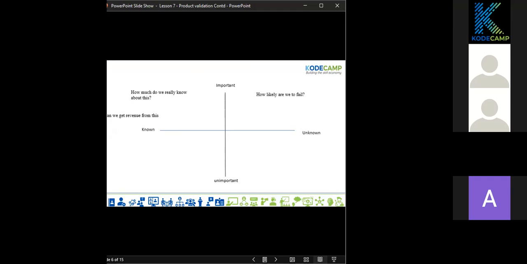You know that, but at that point in time, it's not really important, but at the same time, it's a concern to you. So how likely are we to fail, which is more important? It is important, it's a priority, but you don't know how likely you are to fail. But how much do you really know about this product? You know about it, and it's also important. So the third one should have come to known and unimportant.